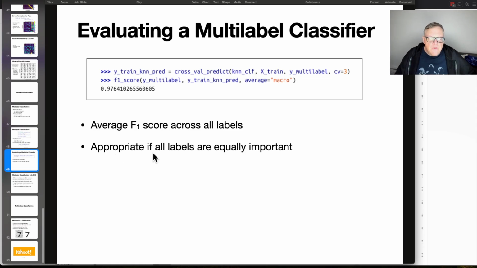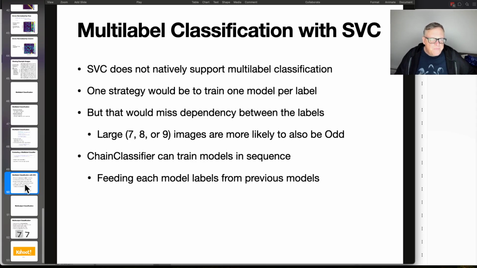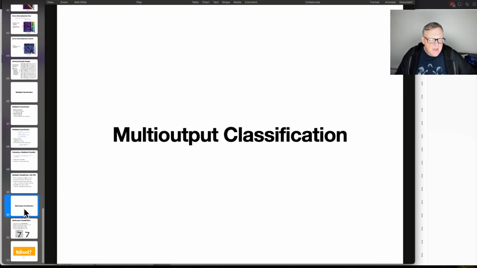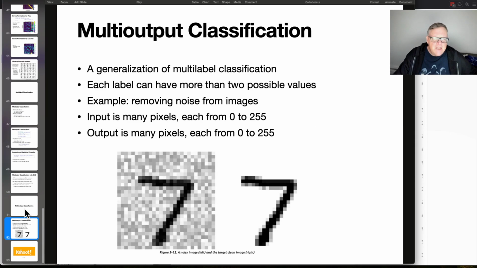And you can then evaluate these with F1 scores and so on. Support vector machines don't natively support this, but you'd have to use classifiers, 2-way classifiers, and combine them. All right, and then there's multi-output classification, where each label can have more than 2 possible values, like removing noise. Then you'd have many pixels coming out. You take this and turn it into that, so you're going to rate each pixel to decide if it's noise or signal, and clean the noise out of it.